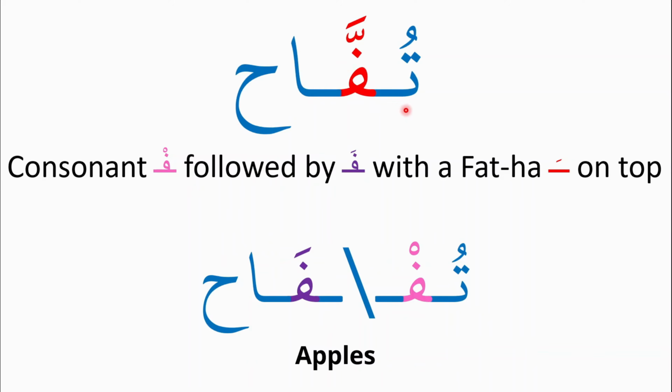Another example is the word تفاح, which means apples. Again, if you can see, this is the letter fa that has شدة with فتحة on top. So it's originally made out of consonant fa followed by fa with فتحة on top. So it's made out of two syllables. تفاح. I will say تفاح. This is the way to pronounce it correctly.